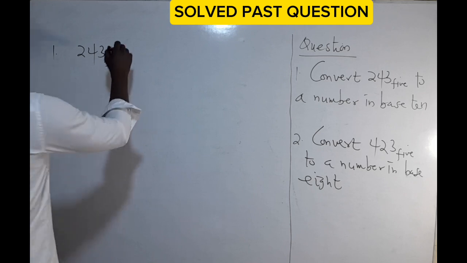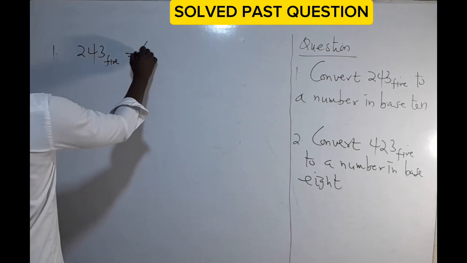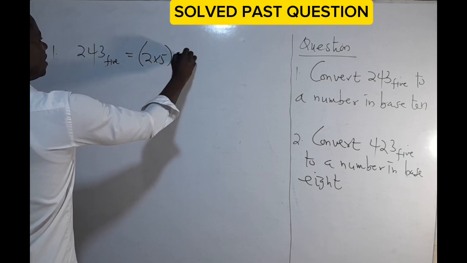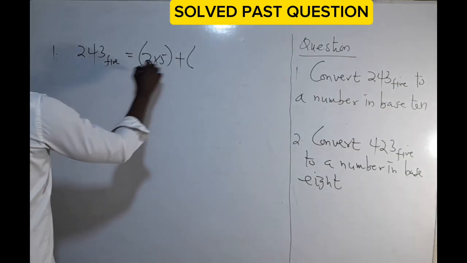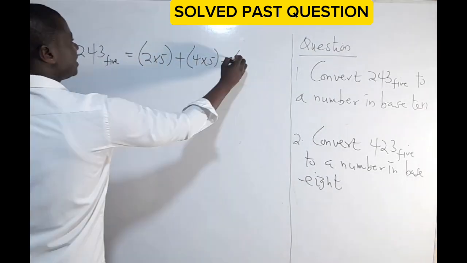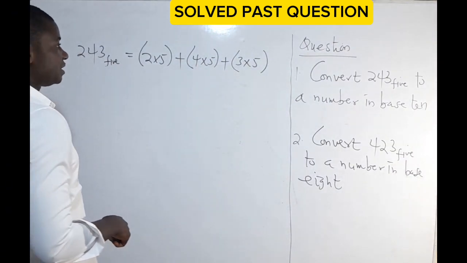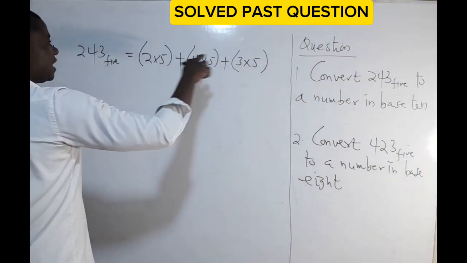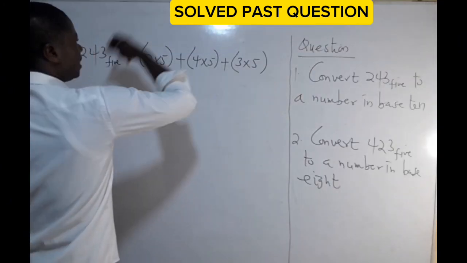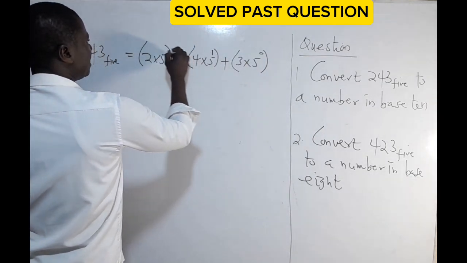So what we do is we multiply each digit by the base. So 2 times 5, plus 4 times 5, plus the last digit is 3, so 3 times 5. And when we are done, we raise the base to an exponent starting from 0 from the right to the left, meaning that here we have 0, here we have 1, and here we have 2.